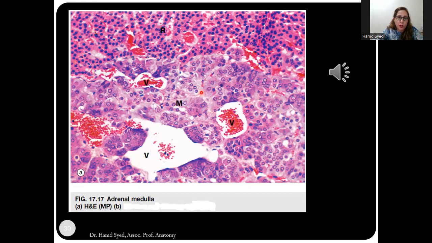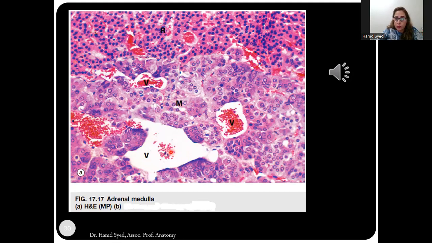If you follow my laser pointer, you can see that the cells over here are present as cords or clusters, and their cytoplasm is finely granular and slightly basophilic. M is the area which is the medulla, and the V represents these venous channels within the medulla. Eventually, the blood will drain into this larger vein, which was the centromedullary vein, which we mentioned before.